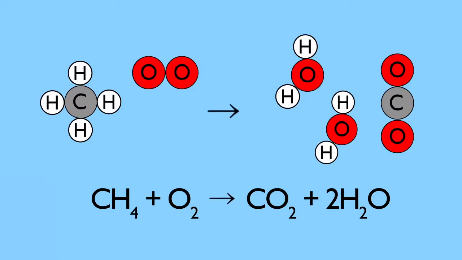Well, the carbon and the hydrogen balance, but we have 4 oxygens in the product, but only 2 in the reactants. So we add another oxygen molecule to the reactants. Now we have conserved mass.